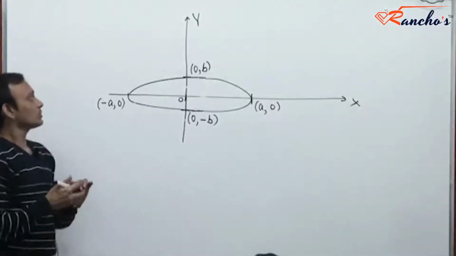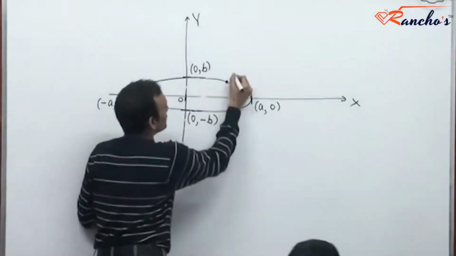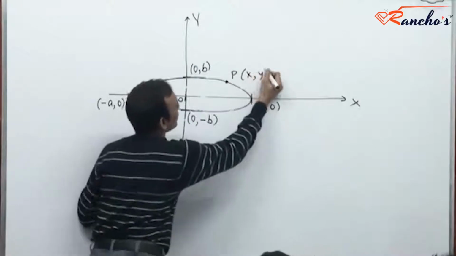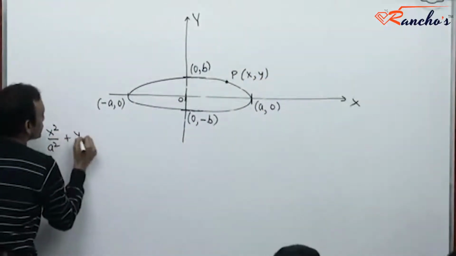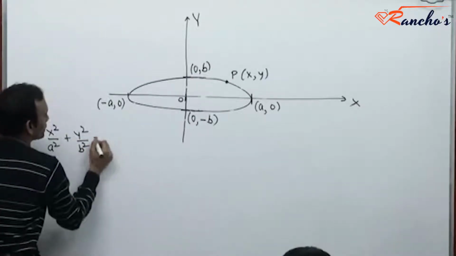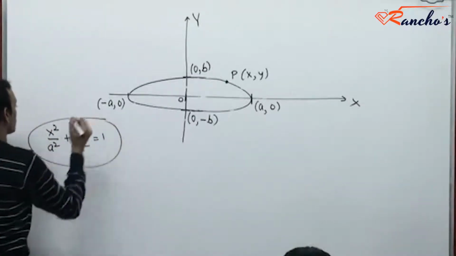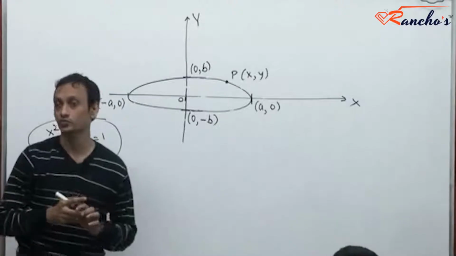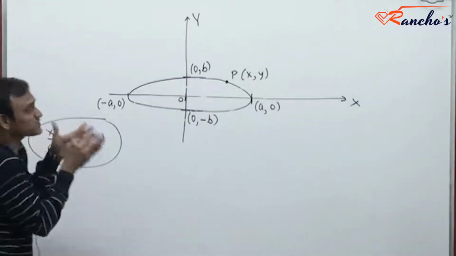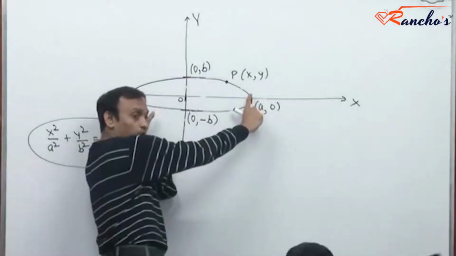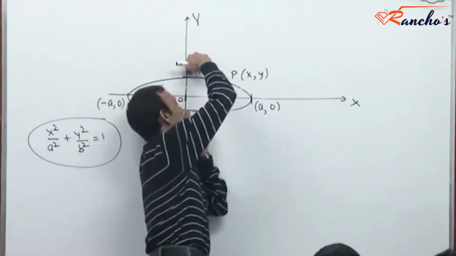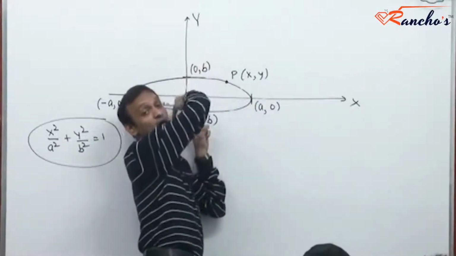That means the path that P describes, x and y, given by x squared by a squared plus y squared by b squared equal to 1, is bounded along the x-axis by the points minus a,0 and plus a,0, and in the y direction by the points 0,b and 0,minus b.